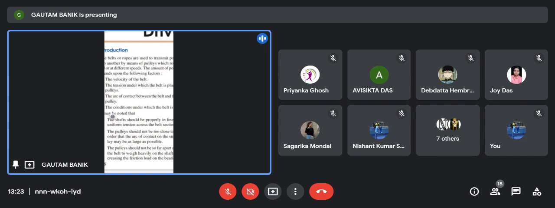But chain drive has another disadvantage. There are two sprocket wheels and the chain. Both are metallic, so a metallic sound will occur when you operate the chain drive.